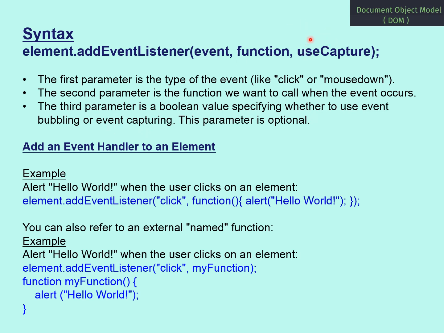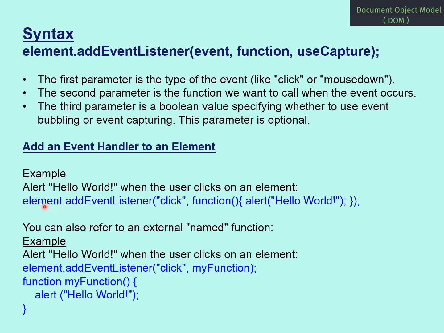This is an optional thing, and we will see in the next slides what event bubbling and event capturing are. This parameter is an optional one. Add an event handler to an element. This is an example: alert hello when the user clicks on an element. If an HTML element is there and a user clicks on that element, it should generate an alert box. For that the code is like this: element.